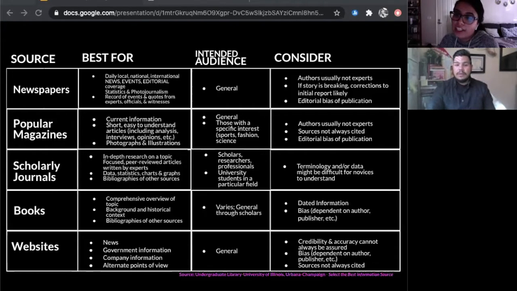Exactly. And when looking at newspapers, you should keep in mind that the authors or the reporters may not have the same level of subject expertise as a scholar in that same field. But that's okay because the purpose of both source types is different, right? And another thing to be aware of is that there might be an editorial bias of a news publication, whereas scholarly articles strive to limit bias through objective study and peer review.